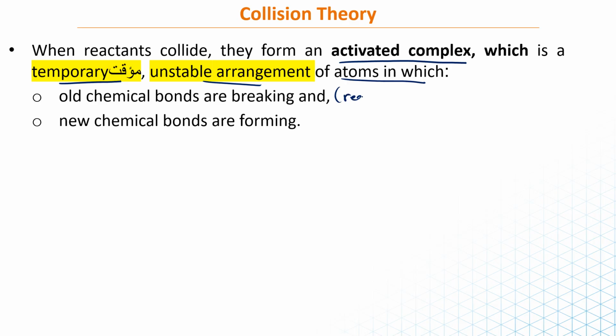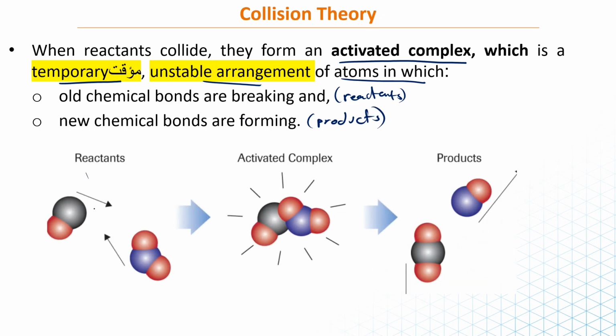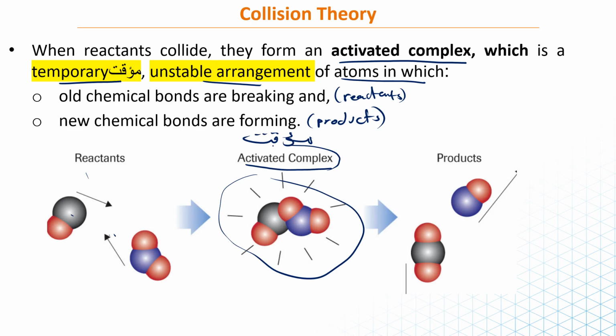So this is in reactants. And this is for products. لأن الروابط الجديدة اللي تتكون حق البرودكتس النواتج. So you have the reactants, right? They will collide بيحصل تصادم وبعدين بيكونوا لي شيء مؤقت. هذا مؤقت. It's called the activated complex. What happens in here? Old chemical bonds break and new chemical bonds are forming. And after that, the products will be produced. Okay?